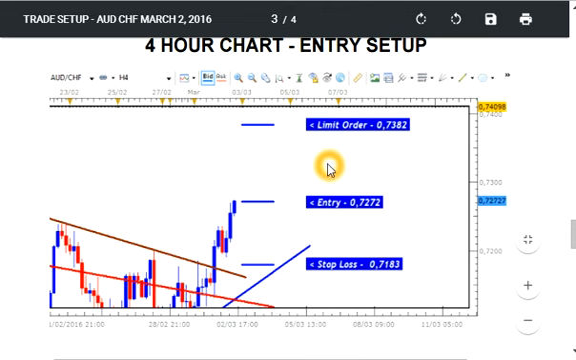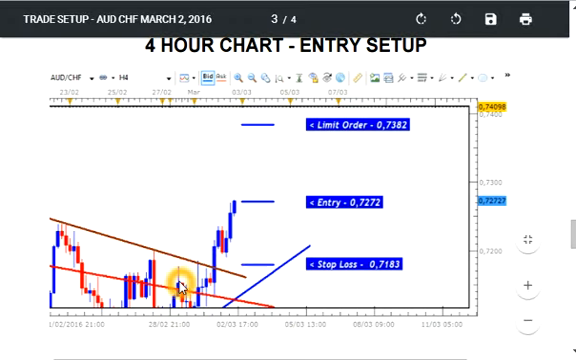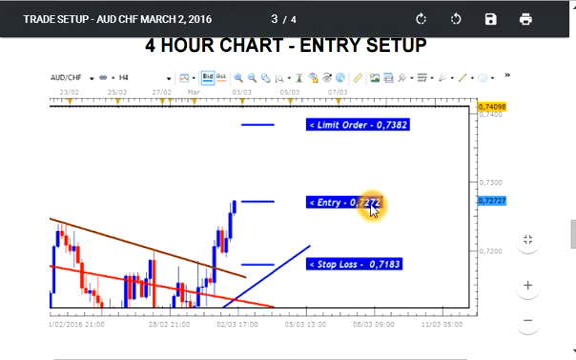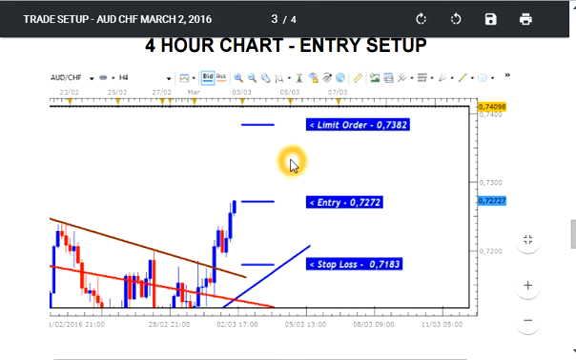with the following setup. The stop loss was placed below the candlestick formation here, and this was the candlestick formation that led to the bull candle that we just saw on the daily chart. So the stop loss was placed below this area here, just above the resistance boundary of the pennant that led to this breakout. And our entry took place at the close of this candle, which coincided with the close of the daily candle. So the entry took place at 72.72, stop loss at 71.83, and our target was set for 73.82 with an expected target of 110 pips.